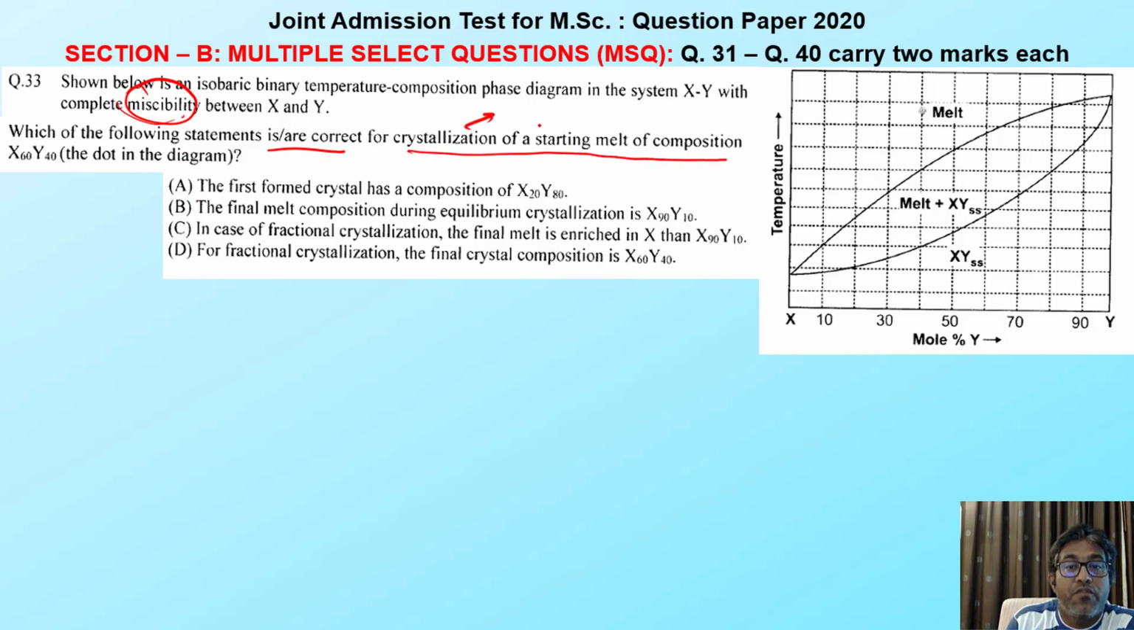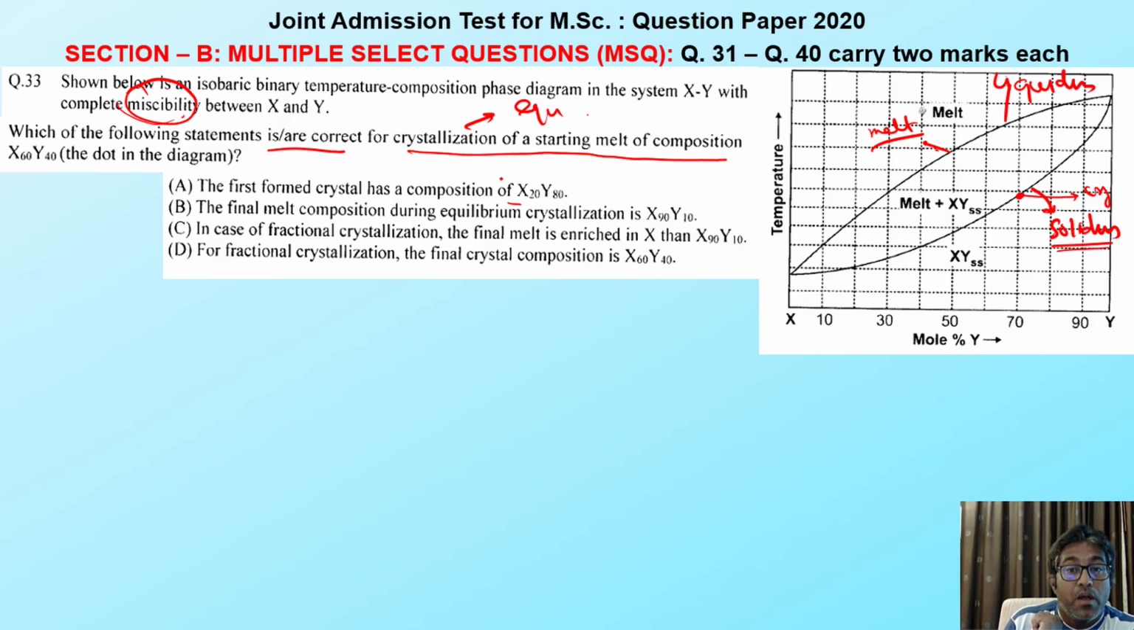See, you know the crystallization. We have two types of crystallization: equilibrium crystallization and fractional crystallization. So we have to check which path we have to move, whether for equilibrium crystallization or fractional crystallization. Okay, the first formed crystal has a composition of. Okay, now you know this is your liquidus and this is your solidus. Whatever we have on this one, we will get the crystal, and whatever we have on this one, we will get the melt composition. The liquidus will give me the melt composition. The solidus will give me the crystal composition.